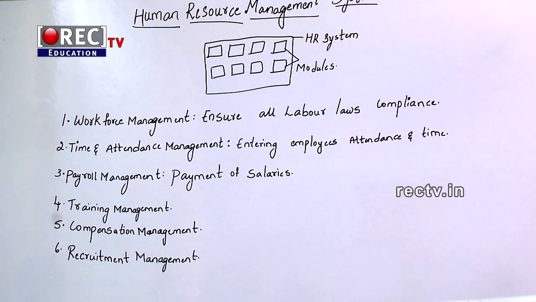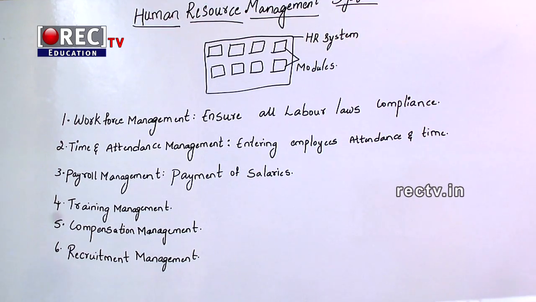Now the fourth module in HR software is training management. Previously, HR people had to go and see to whom the training had to be given. But now, with the introduction of this software in the HR department, simply an email is sent to the employees to whom this training has to be given. Their human efforts are reduced and everything becomes automated.